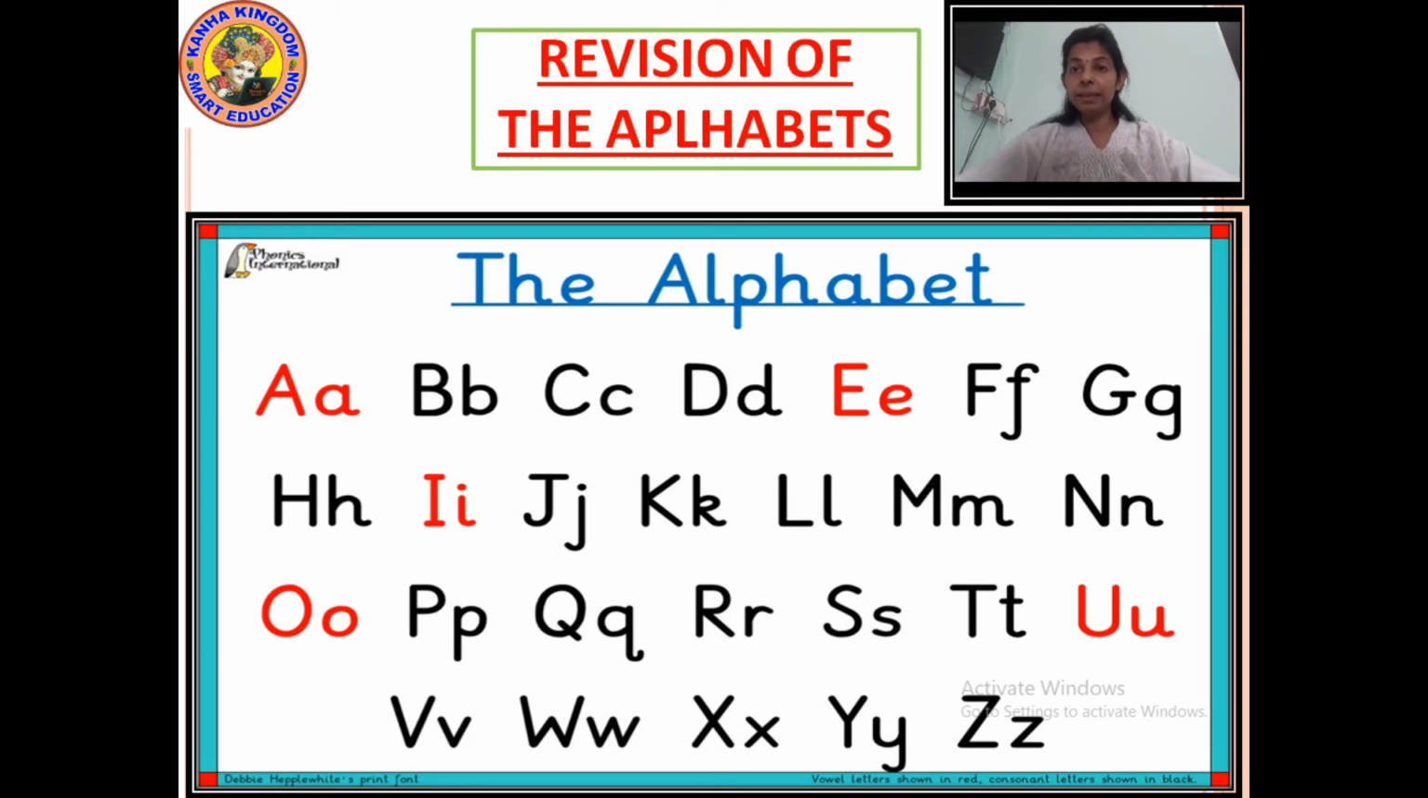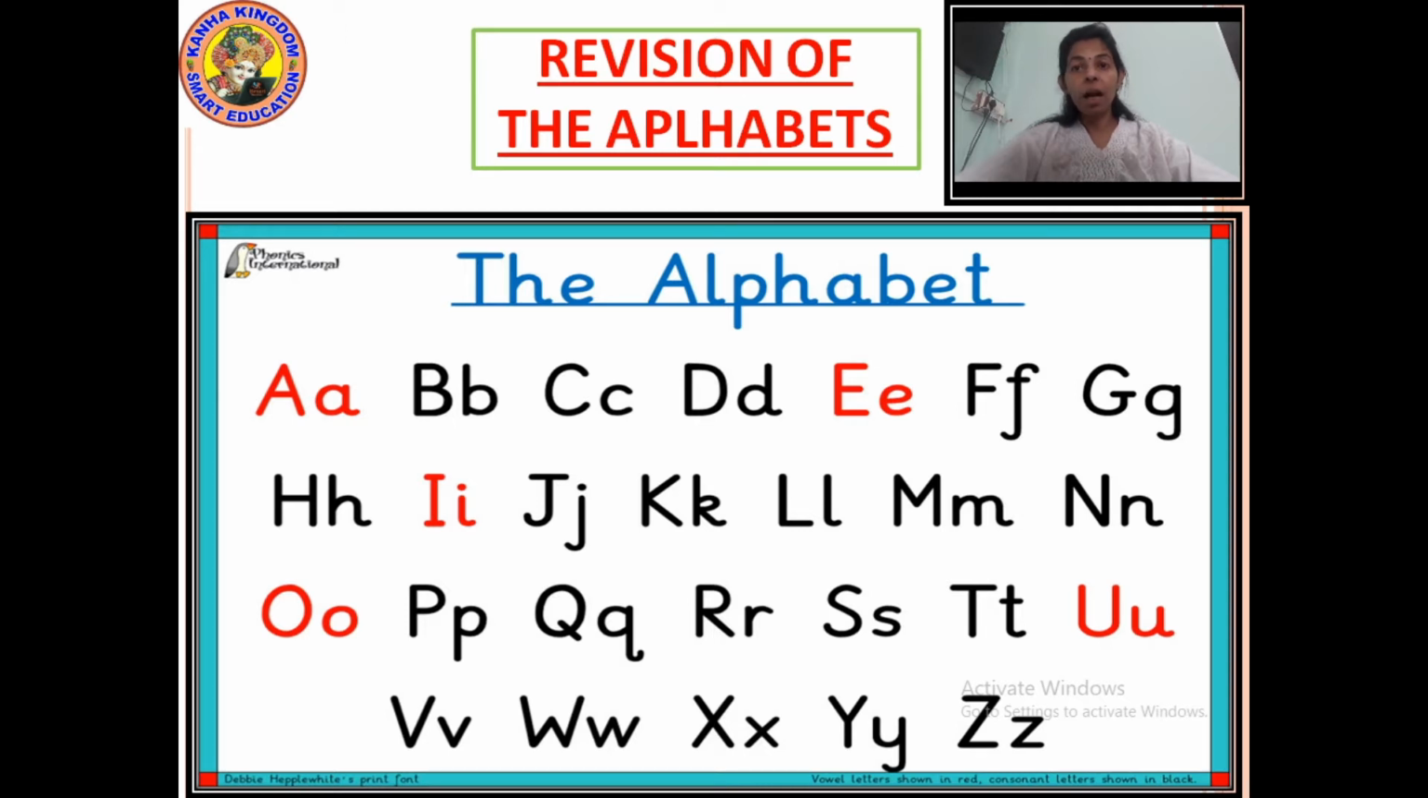Now, let's see C. This is our capital C. Which letter? Capital C. And this is our small C. Now, let's see our new letter, that is capital D. Yes, and this is our small D. Very good.